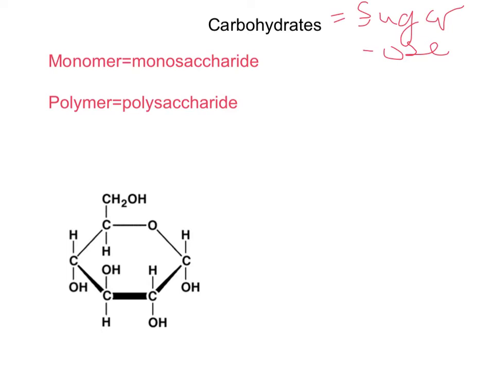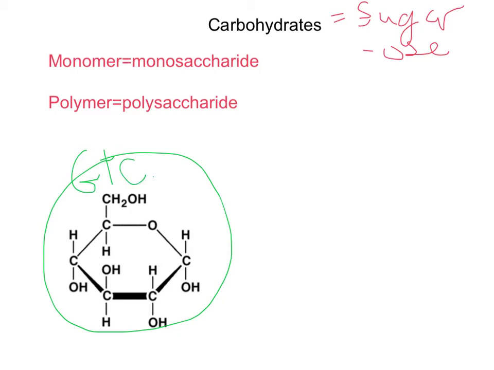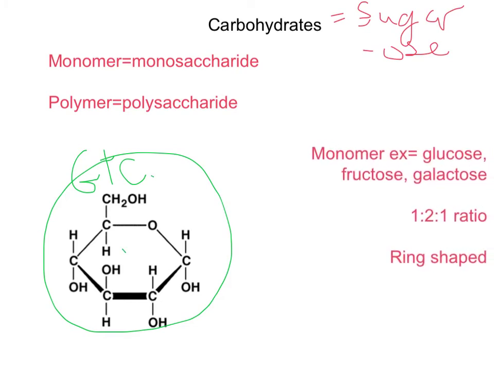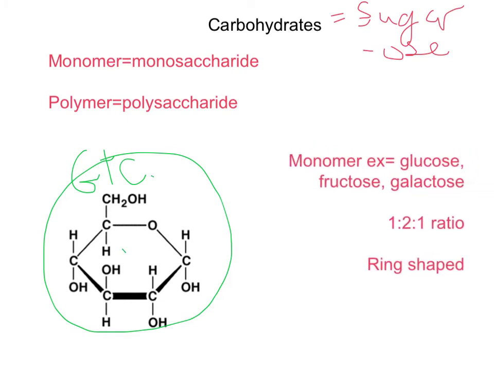The example we have down here will be a monomer. This here is glucose, and you can see it's a ring shape. It's a 6-carbon ring, 12 hydrogens, and 6 oxygens. Some examples of monomers of carbohydrates are glucose, fructose, and galactose. Our carbohydrates are usually found in a 1-to-1 ratio, that's 1 carbon to every 2 hydrogens and 1 oxygen, and that ratio is usually pretty consistent.